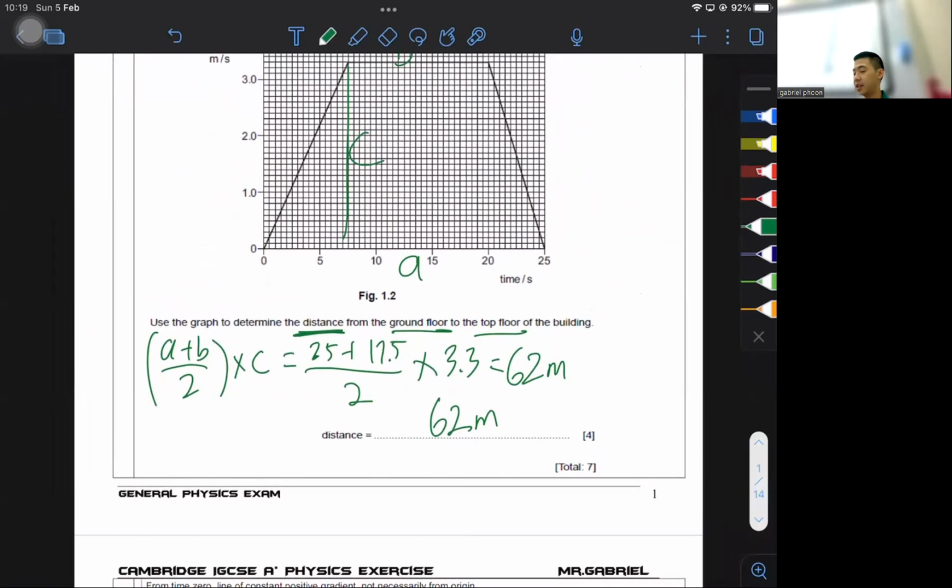61.9 is acceptable. Guys, I repeat this over and over again: your answer is acceptable in 3 significant figures. It cannot exceed 3 significant figures though. So if you want to be more precise, then most likely you got 61.9 meters, which is also correct, guys. If you did the calculation, it should be 61.9. All right.